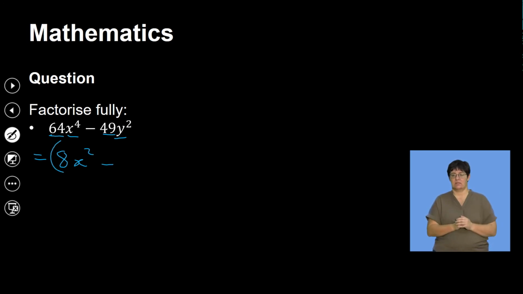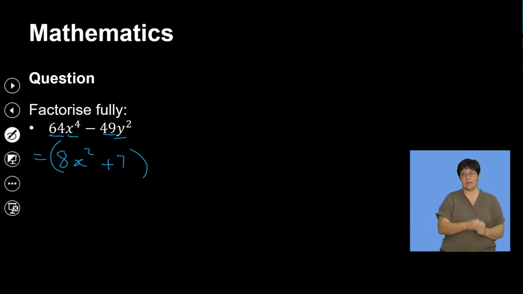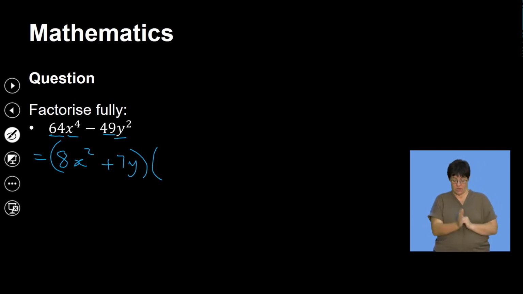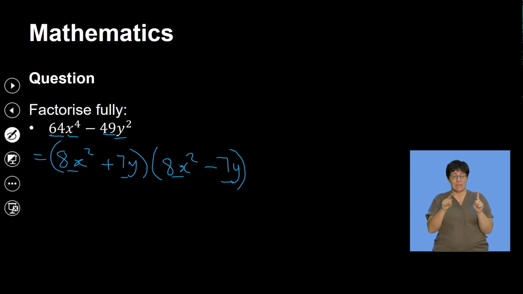minus, so I said you must start with a plus, right? So let me do what I said you should do. 7y there. In the other bracket, it becomes 8x squared as well, minus 7y. Remember, guys, the brackets must have the same things, but with different signs. That's how you factorize difference of two squares.